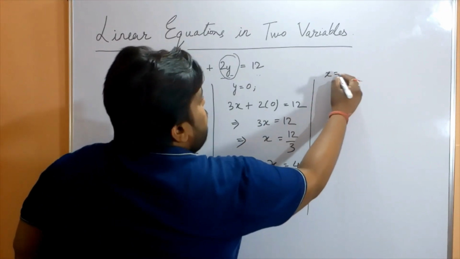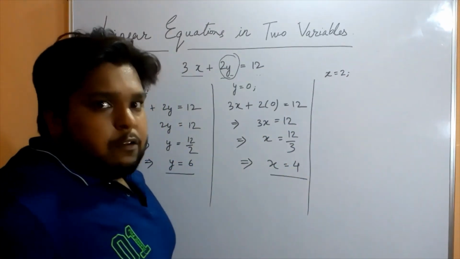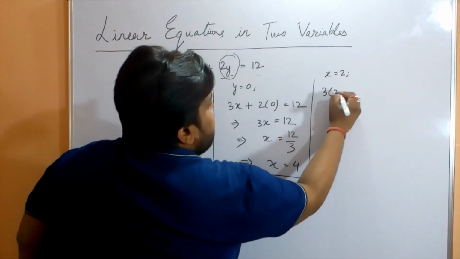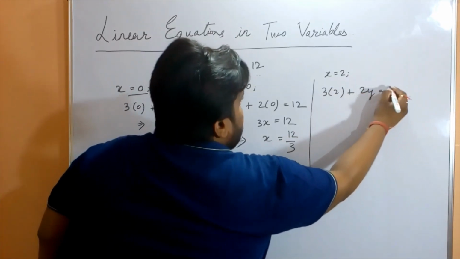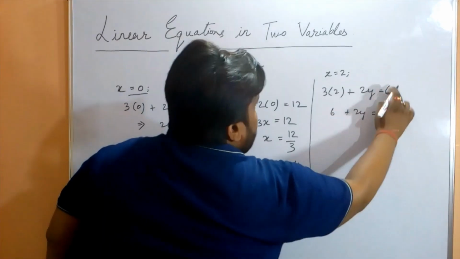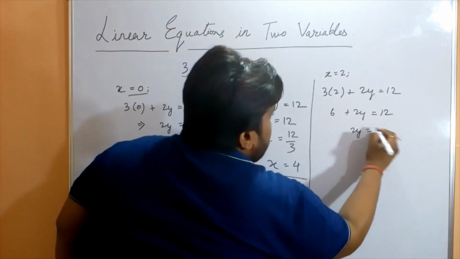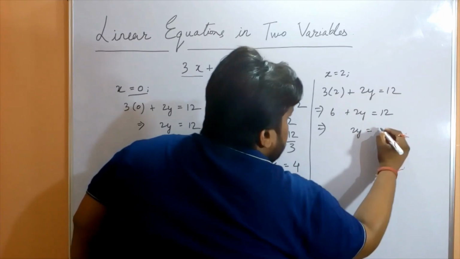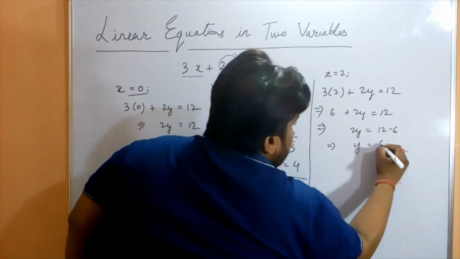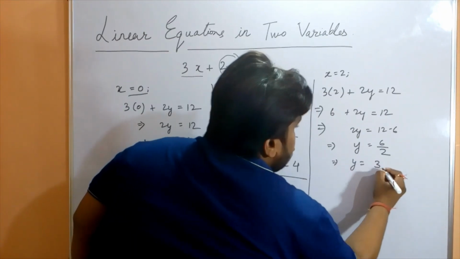Similarly, if we take x equal to 2, then what do we get? Suppose you say that the cost of a pen is 2 rupees per pen. So let us take 3 into 2 plus 2y equal to 12. 3 into 2 is 6, plus 2y equal to 12. Now 2y equal to 12 minus 6, implies 2y equal to 6, and this 2 will come to the other side, so it becomes 6 by 2, implies y equal to 3.